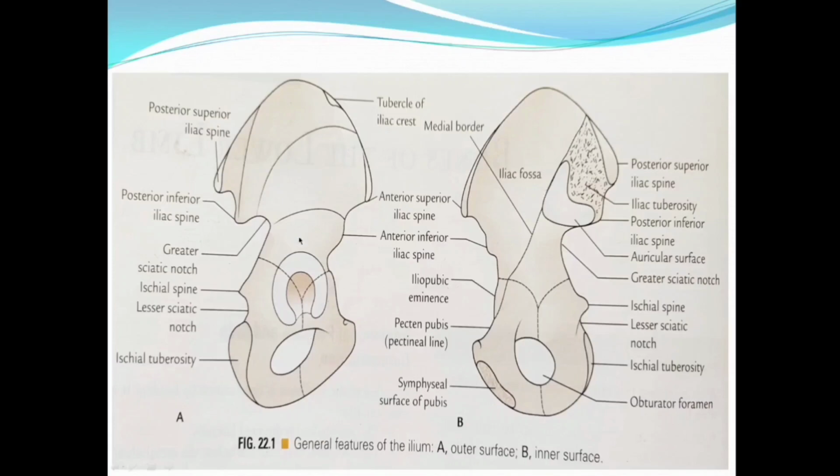This is the outer surface of the hip bone and this is the inner surface of the hip bone. Now we will talk about the upper expanded part, that is the ilium. This ilium consists of an inner surface and an outer surface. The outer surface is called the gluteal surface. This gluteal surface is divided into 4 areas by 3 gluteal lines. These are the posterior gluteal line, anterior gluteal line and the inferior gluteal line.